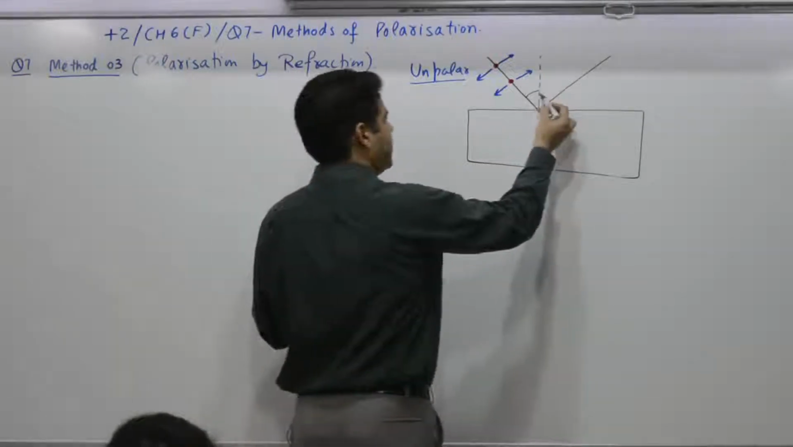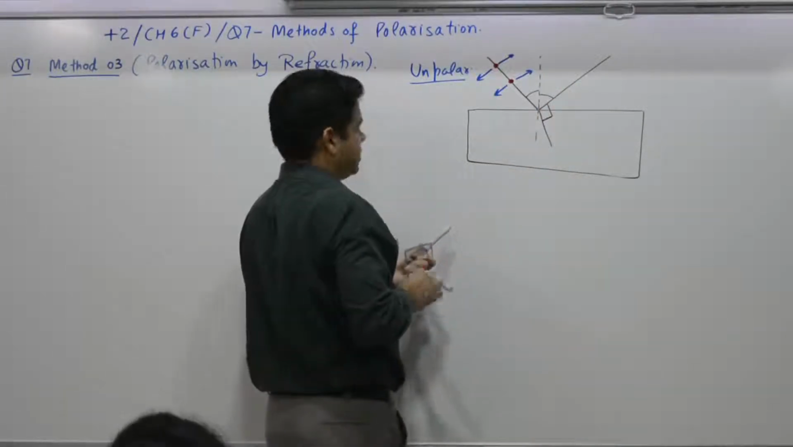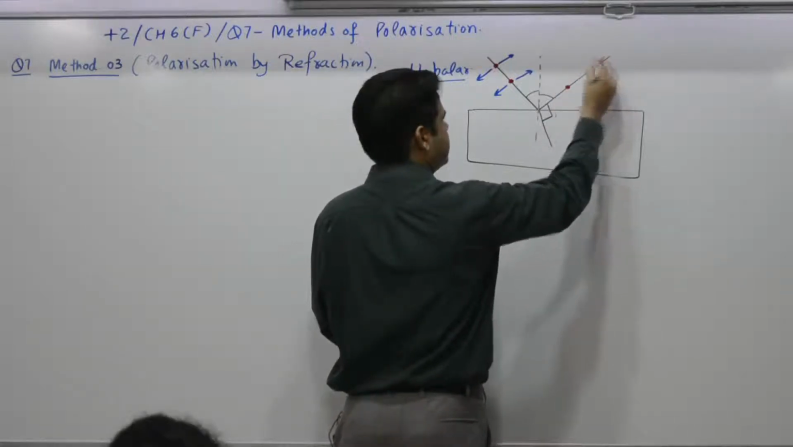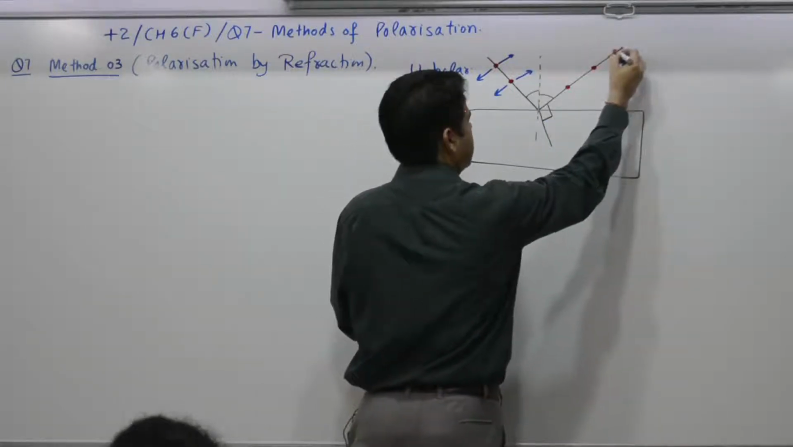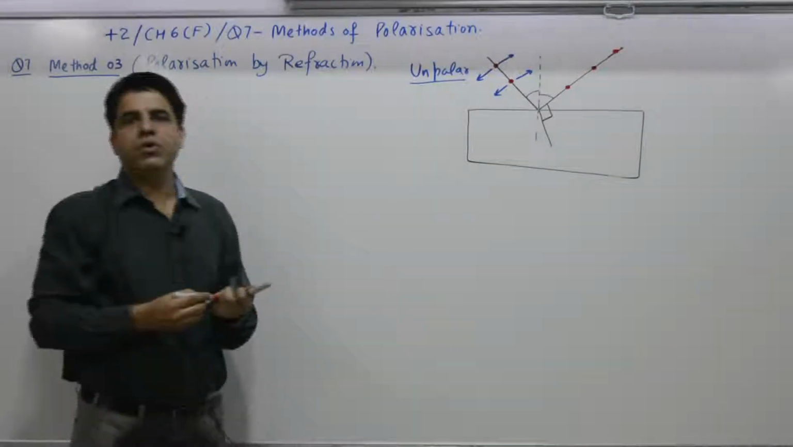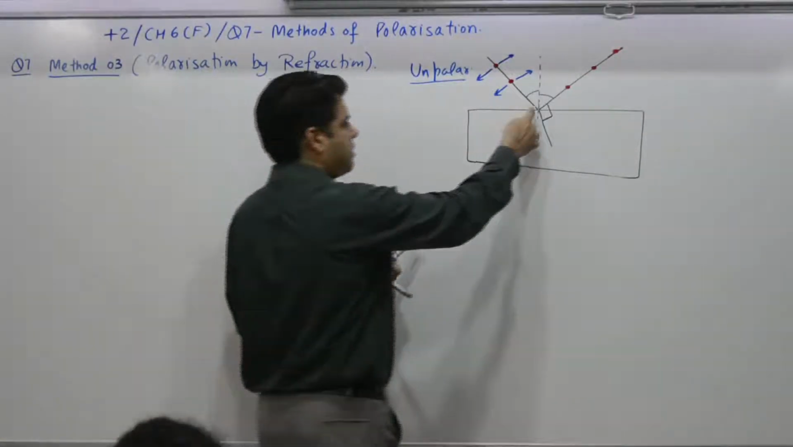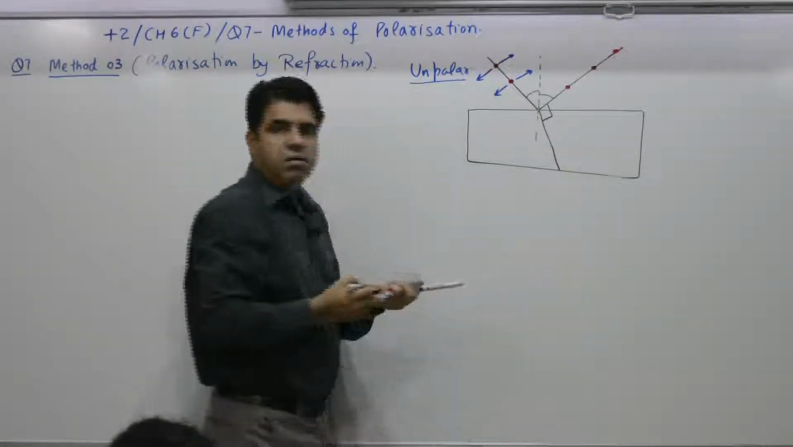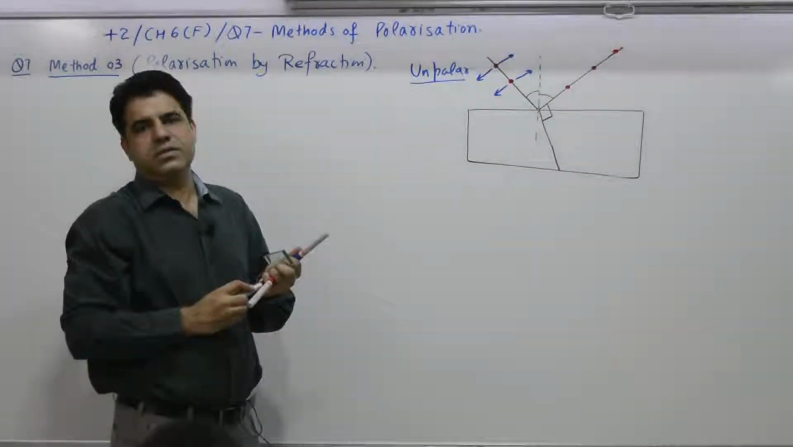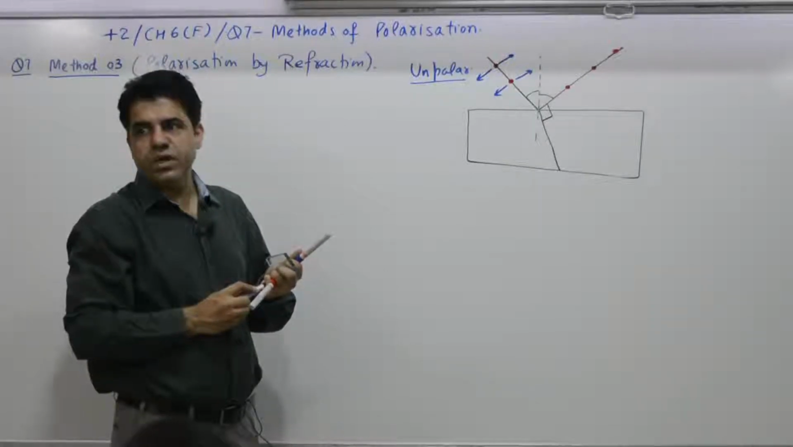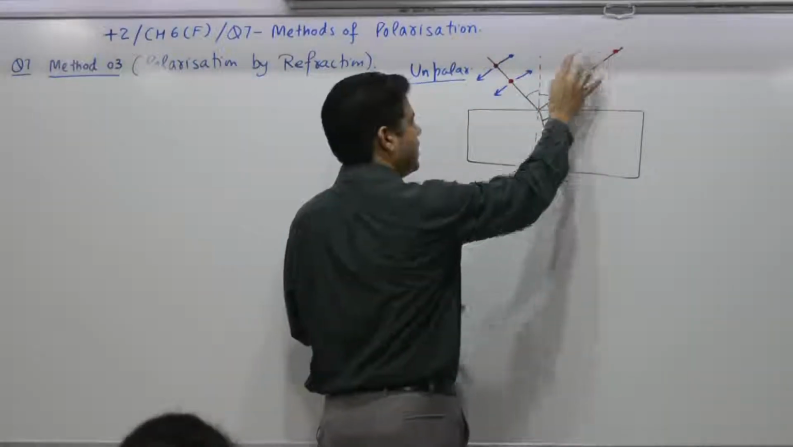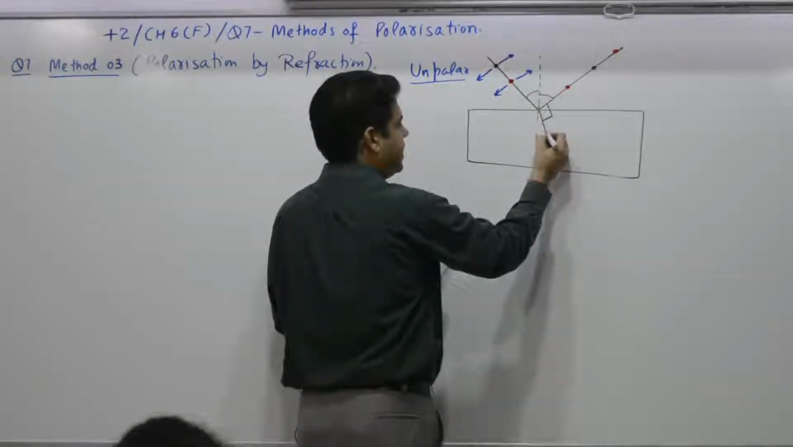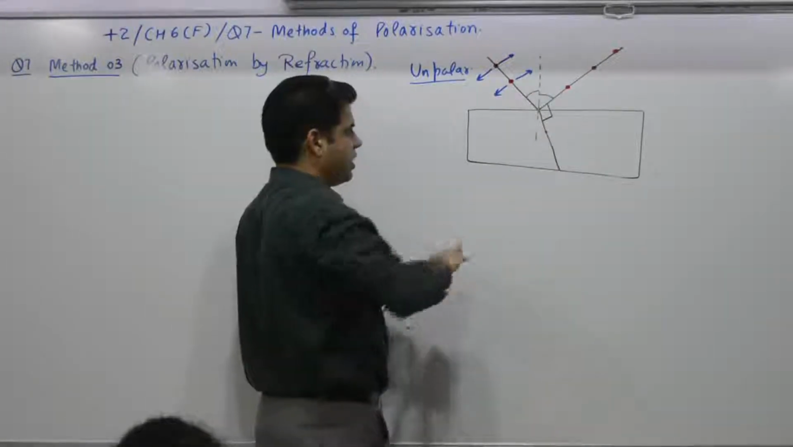Then the reflected ray, this ray, was having oscillations perpendicular to the plane, perpendicular to this board. This light was polarized. What about this light? Refracted. This refracted light is partially polarized. Means what? This is 100% polarized, this is partially polarized. Suppose this red part is less, you can have blue color like this.